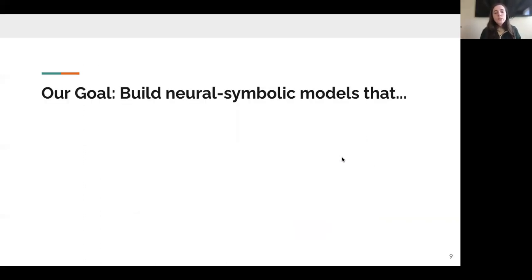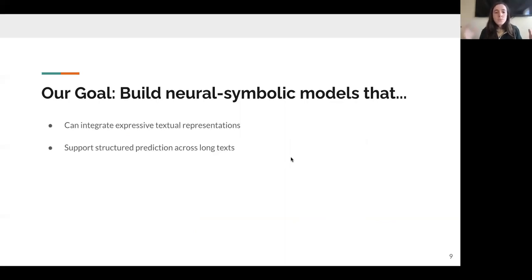So our goal is to build neural-symbolic models that can integrate expressive textual representation. We don't want to say all of this work that's been done on BERT and GPT is useless, right? We know there's some value there in representing language that we want to leverage. But at the same time, we want to support what we call structure prediction across long text. This means I'm not predicting just one variable, I'm predicting all of these things that connect together. And then also we want to combine several modalities and representations.